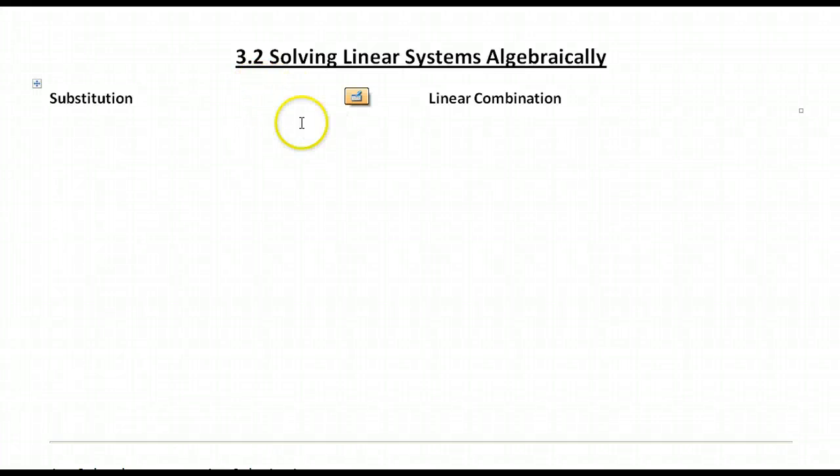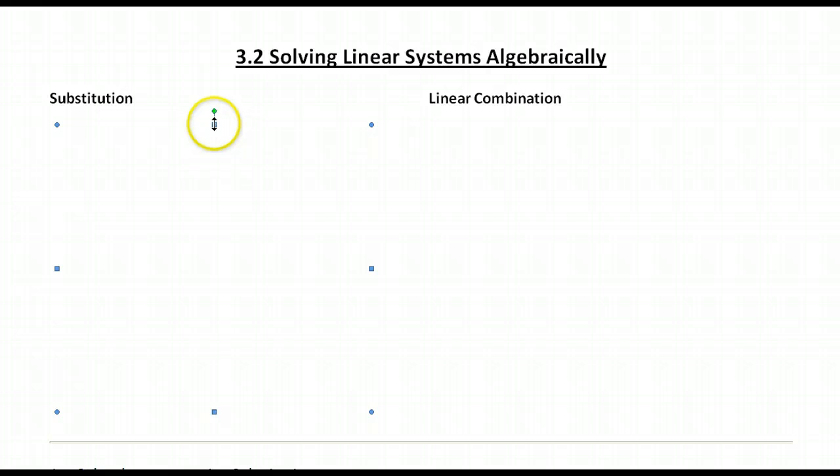In section 3.1, we solved systems by graphing. In 3.2, we're going to solve systems using algebra. Now there's two methods to solve systems using algebra. The first method is substitution.